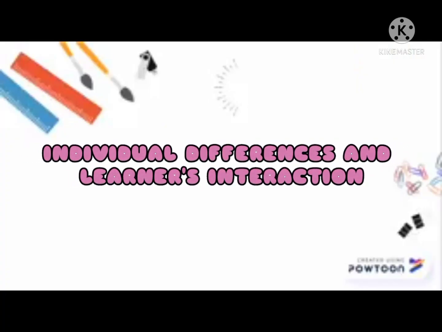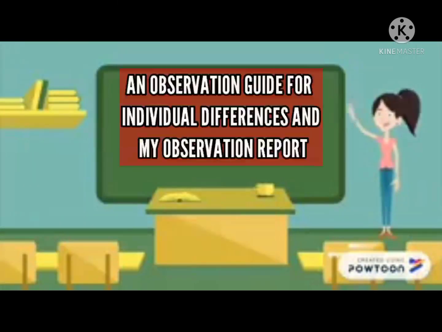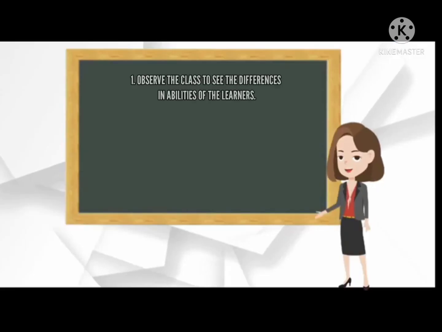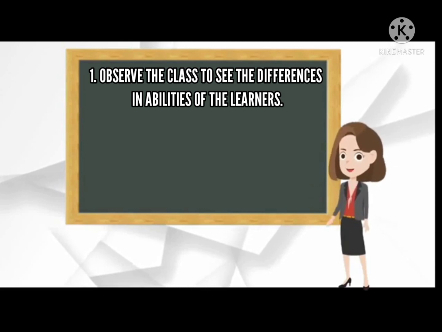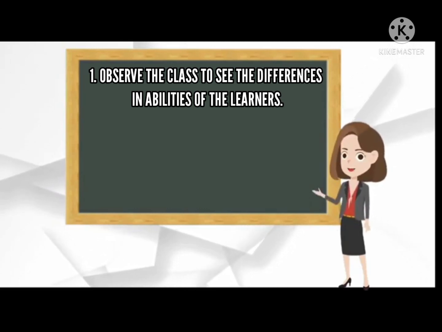Individual differences and learners' interaction. An observation guide for individual differences and my observation report. Number 1 question. Observe the class to see the differences in abilities of the learners.